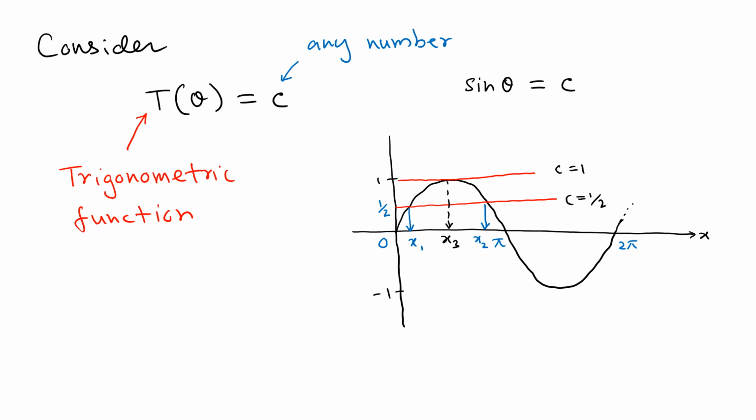And the same thing, for example, let's say you pick negative 1/2. If you pick negative 1/2, you can see it again cuts at more than one point.